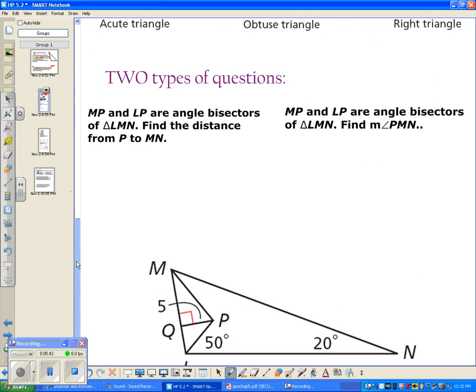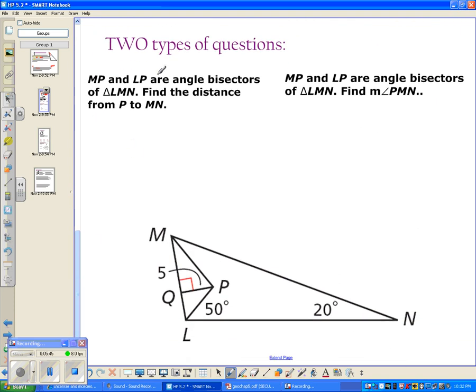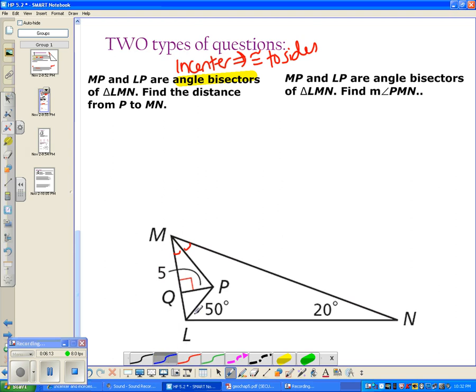So there's two types of questions I can ask you guys. First of all, this is important. Notice there's no angle tick marks, right? So we have to read the question. It says MP and LP are angle bisectors. Whenever you see that word, angle bisectors, you're going to immediately think, aha, incenter. Therefore, they are congruent. The incenter is congruent to the sides. Okay, so we have MP is an angle bisector, so I can put tick marks on there. And I have LP is an angle bisector, so I'm going to put tick marks on that too. This is something that we can conclude based on this information.